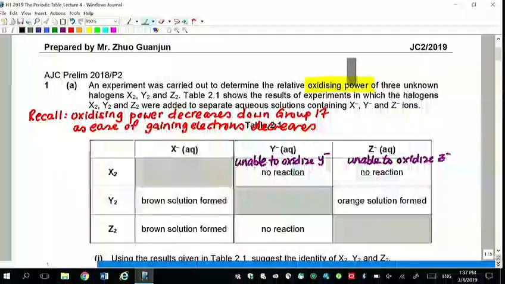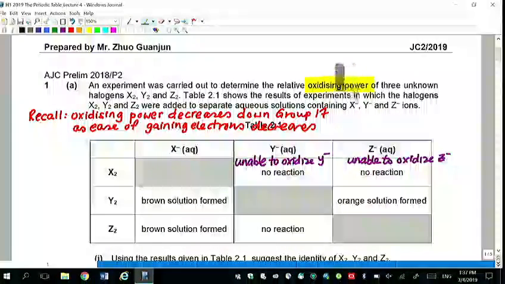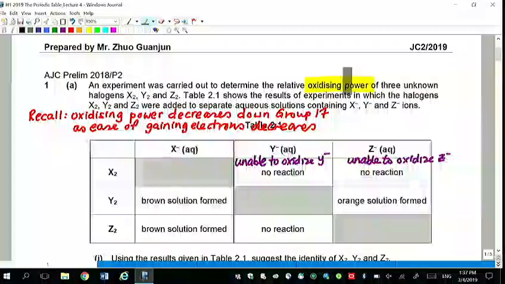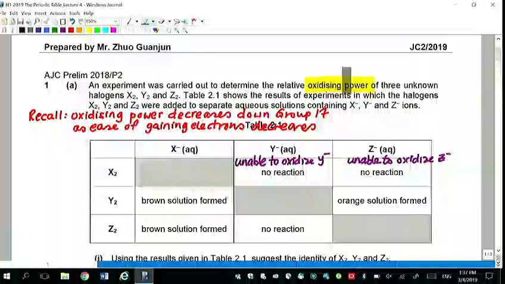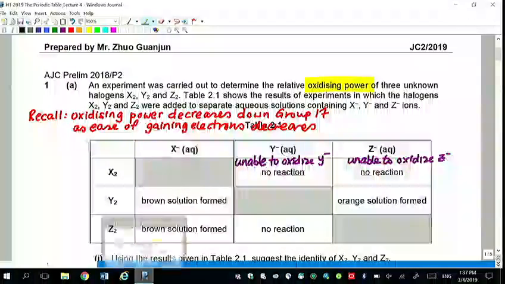So this is what I need to recall once I start to read the question. If you cannot recall this, you need to go back to your lecture notes again to understand. After I have known this, I'll move on to look at the table. First thing, I'll look at X2.